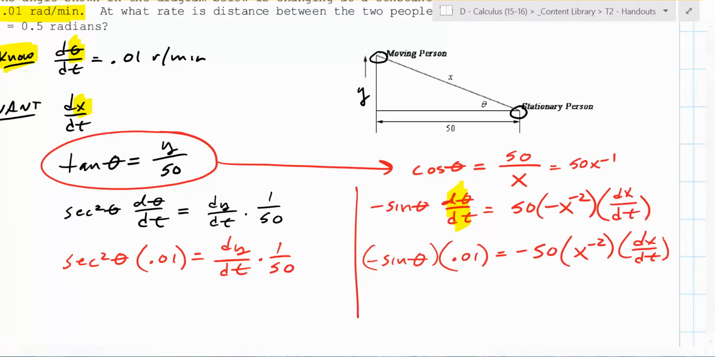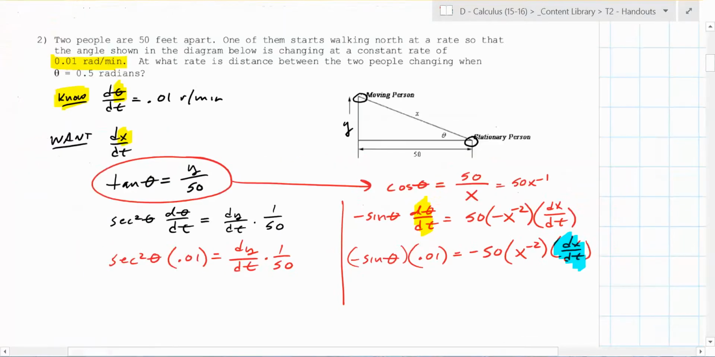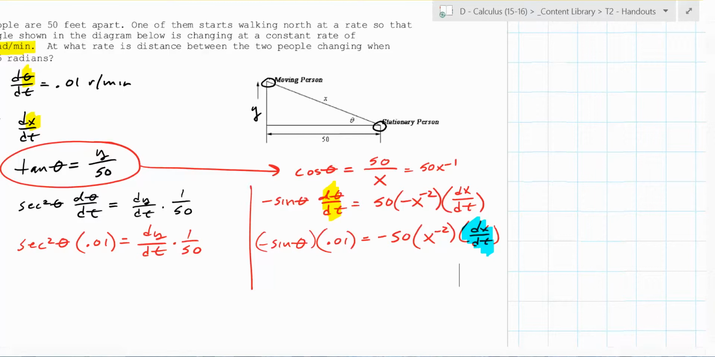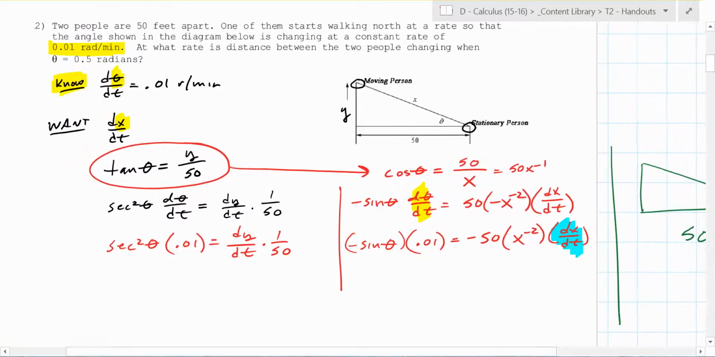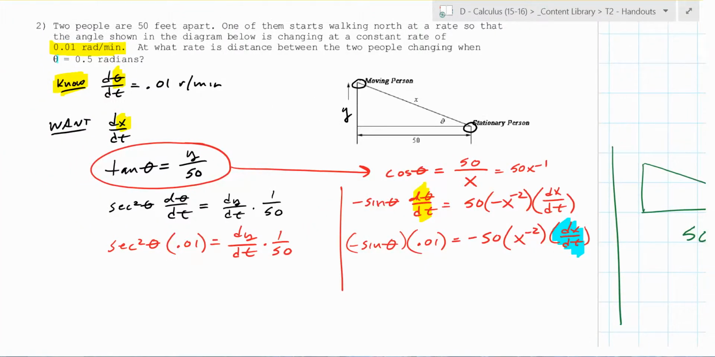Now we want dx/dt, so we need to get the θ value and the x value, right? Which one do you want to get first, x or θ? Let's do x. How do you figure that out? Well, you know that this is always 50 on this triangle, right? And it wants it when what is true? When θ is 0.5 radians.